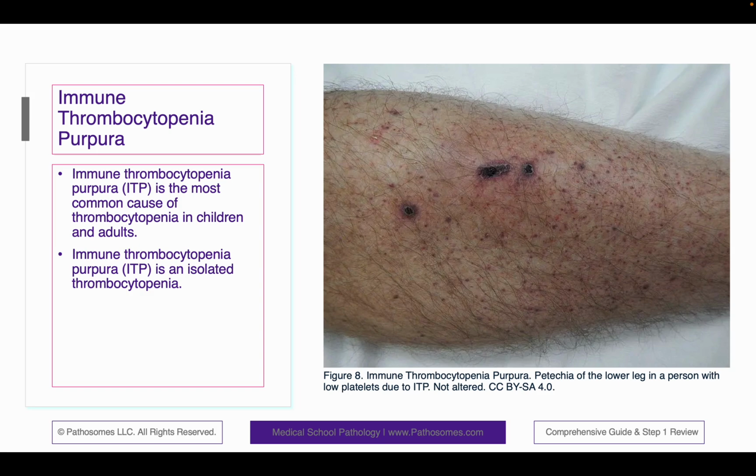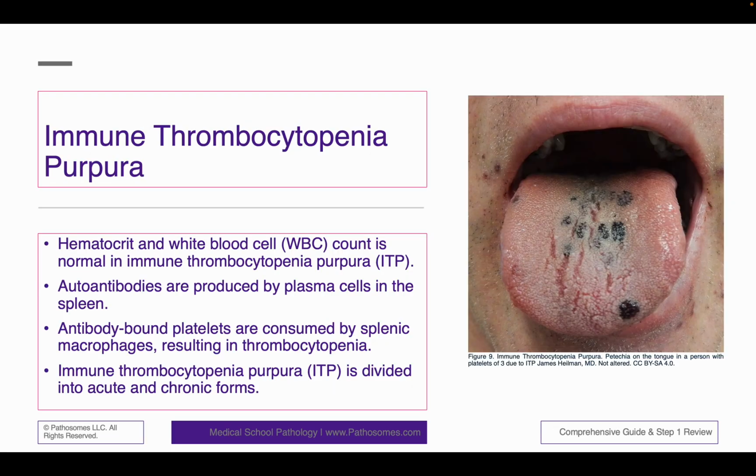Immune thrombocytopenia purpura is an isolated thrombocytopenia. Hematocrit and white blood cell count is normal, usually, in immune thrombocytopenia purpura. Autoantibodies are produced by plasma cells. You remember those plasma cells with the perinuclear hof, the eccentric nuclei that's up against the edge, right? You remember what plasma cells look like, and you know that multiple myeloma has an abundance of plasma cells that are neoplastic, right? You know that. Anyhow, autoantibodies are produced by plasma cells in the spleen. And antibody-bound platelets are consumed by splenic macrophages, resulting in thrombocytopenia.